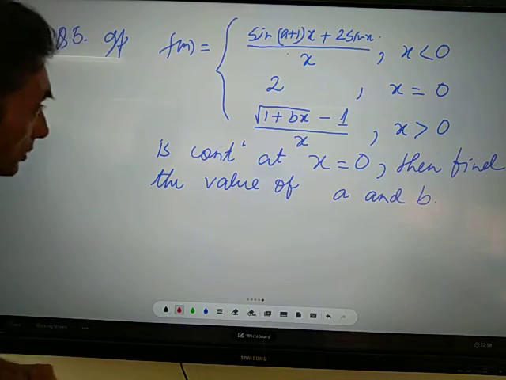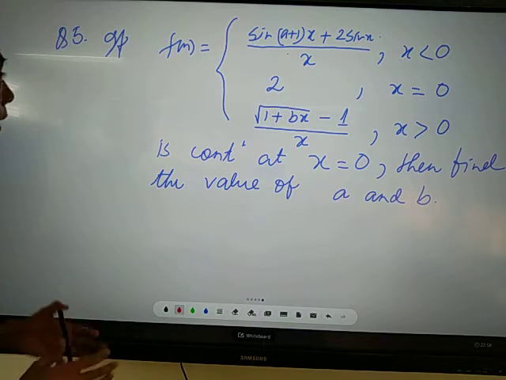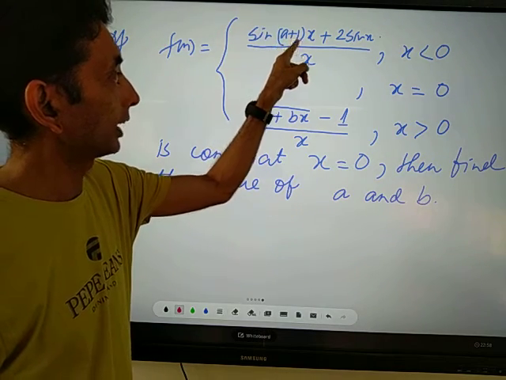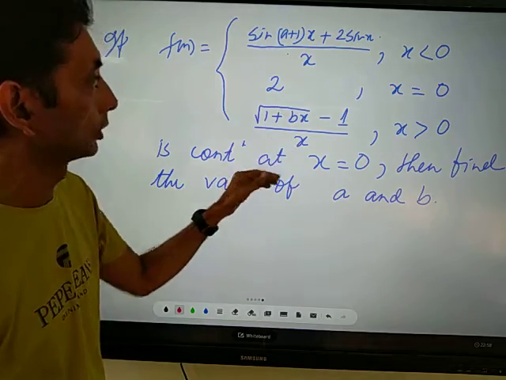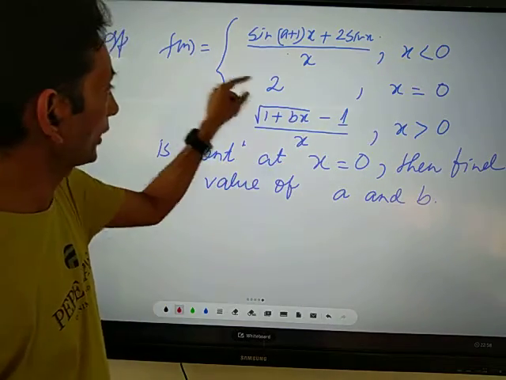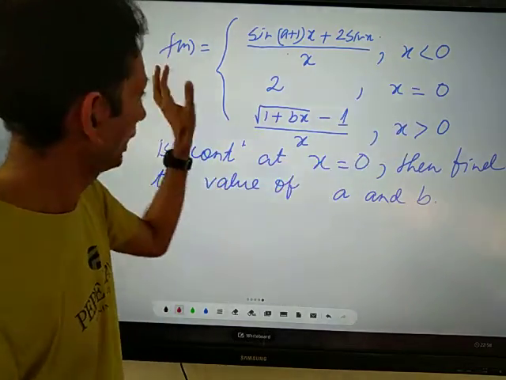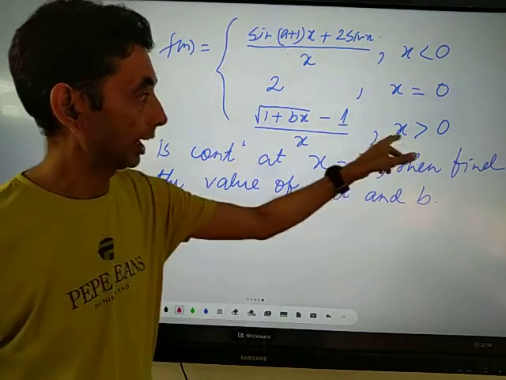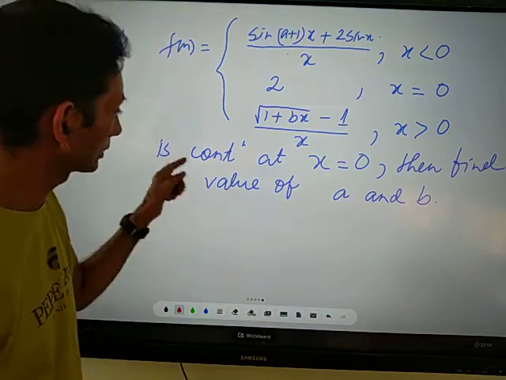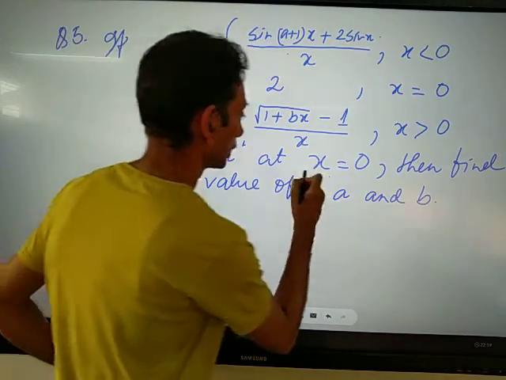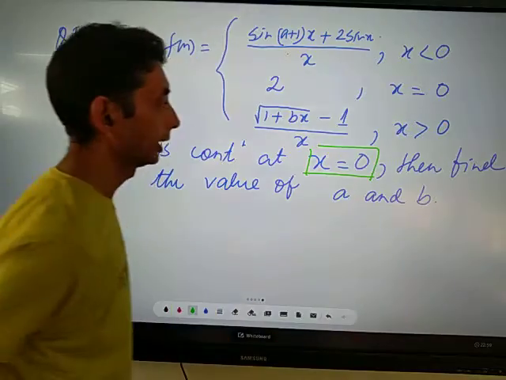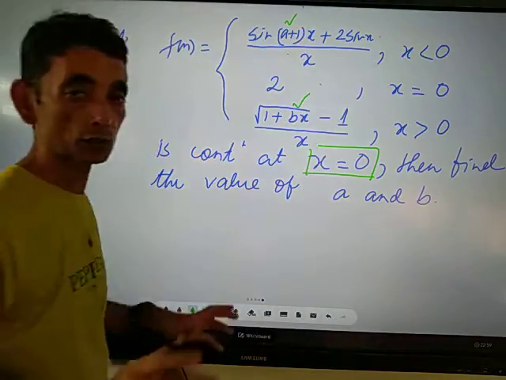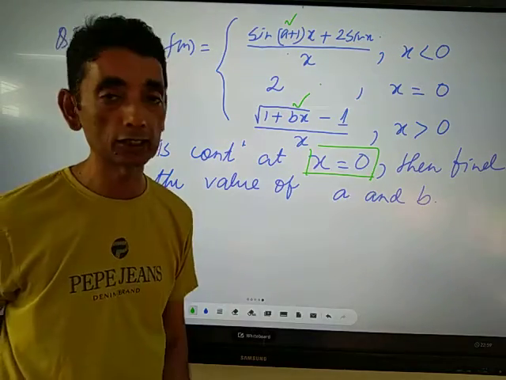Okay. Now, what is given? If f(x) is equal to this function: sine (a plus 1)x plus 2 sine x upon x, for x less than 0, and f(x) equal to 2 for x equal to 0, and f(x) is equal to square root of 1 plus bx minus 1 by x, for x greater than 0. Okay, it's continuous at x equal to 0. What is given? The function is continuous at x equal to 0. Then there are two unknowns, one is a, one is b. So we need to find the value of a and b.